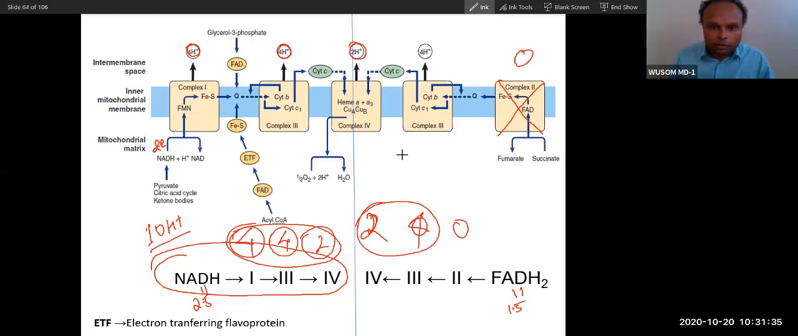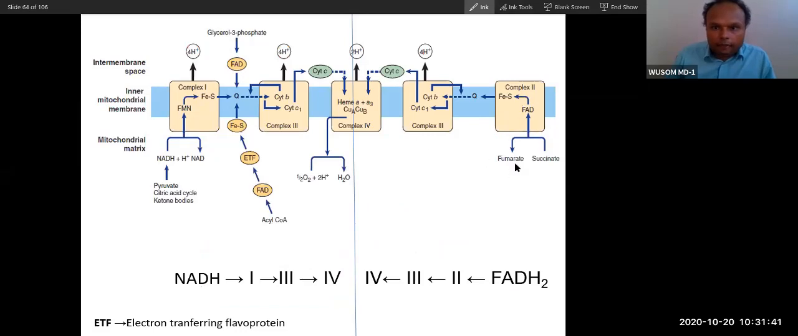So thermodynamically, if you see the energetics, this is the reason. So memorize this. FADH2 pumps 6 protons, and NADH pumps 10 protons. Why 6? Because complex 2 does not pump protons. Only complex 3, 4, and complex 4, 2. Okay.